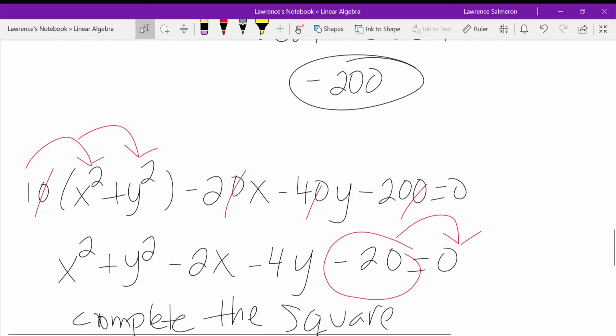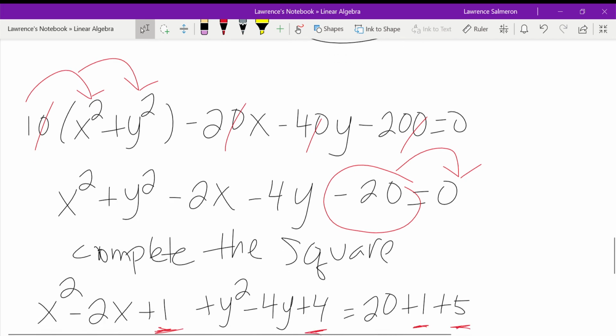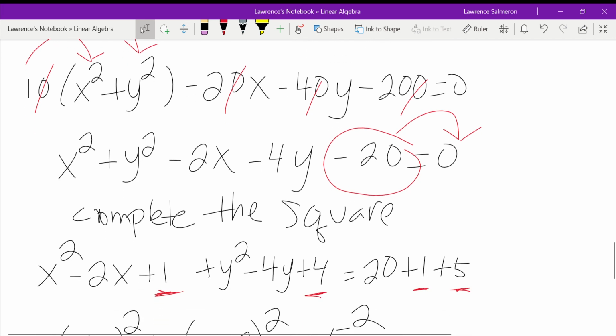All right, so here's my equation. I have 10 times x squared plus y squared minus 20x minus 40y minus 200. To make things a little bit easier, I'm just going to cut a 0 out of everything. That makes things a little bit quicker for me. I will distribute the 1. Obviously, distributing the 1 in the front doesn't change anything, but nevertheless, it has to be done. So I get x squared plus y squared minus 2x minus 4y minus 20 equals 0. I will move the 20 to the other side and make it positive 20.